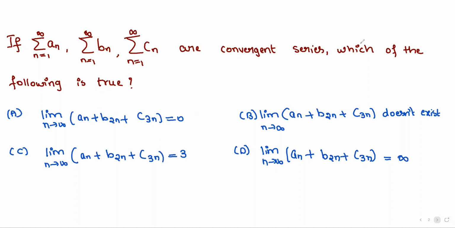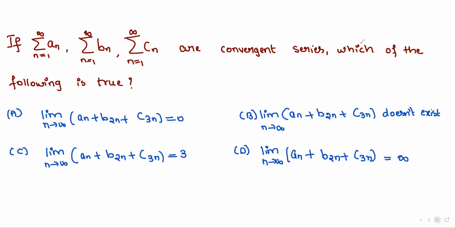Option A: limit as n tends to infinity of An plus B2n plus C3n is 0. Option B: limit of An plus B2n plus C3n as n tends to infinity does not exist. Option C: limit of An plus B2n plus C3n as n tends to 0 is 3. Option D: limit of An plus B2n plus C3n as n tends to infinity is infinity.